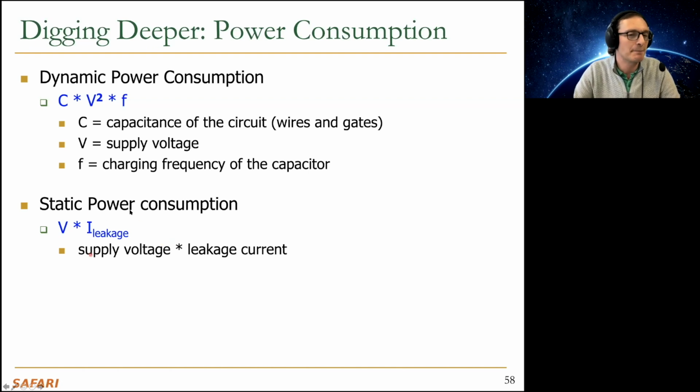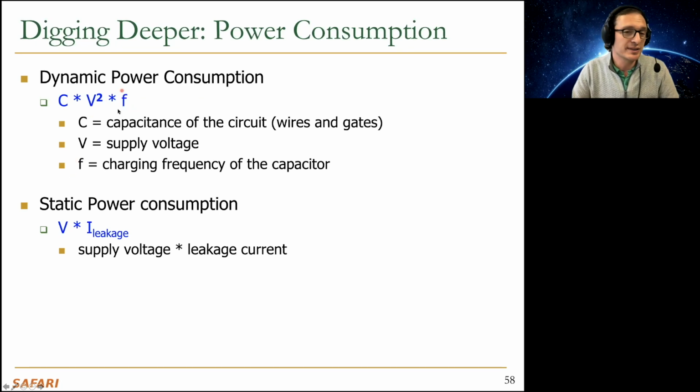And there's also some temperature dependence of both of these, especially static power, which I'm not going to talk about over here. But basically, keep this in mind. Power is an important factor in designing systems today. And by reducing the voltage, we can actually reduce both static and dynamic power, as you can see over here.